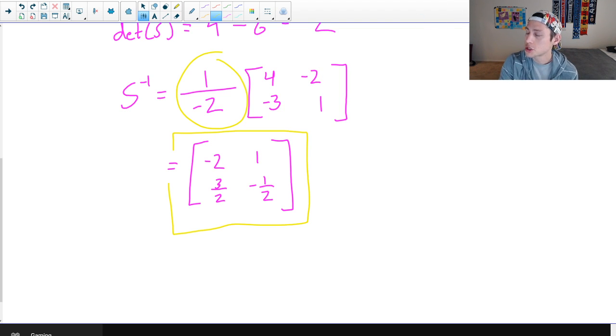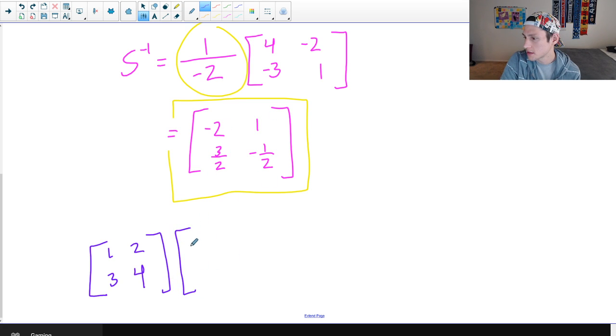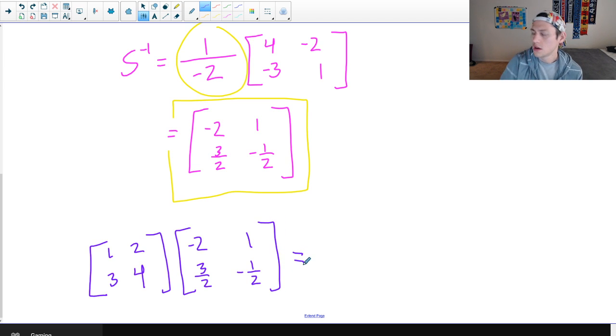But like I said, let's check. Let's actually make sure. Did I actually do this right? And what does this really mean to be an inverse? So my original matrix is 1, 2, 3, 4. Right? And I found that my inverse is this thing: negative 2, 1, 3/2, negative 1/2. All right, so I'm going to do matrix multiplication here and see what I get.